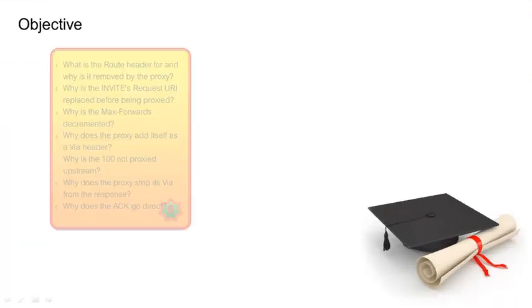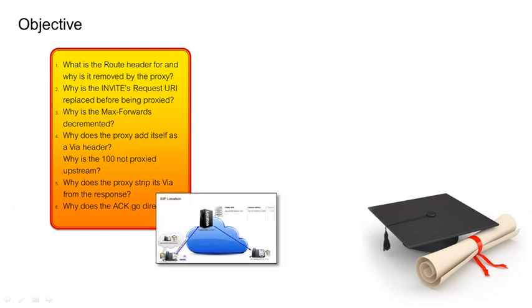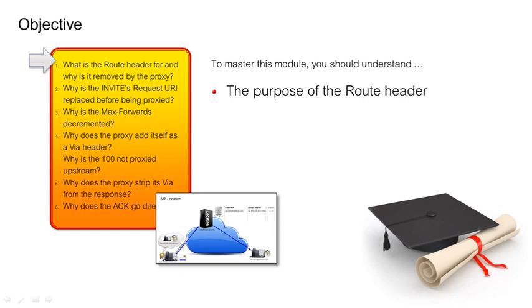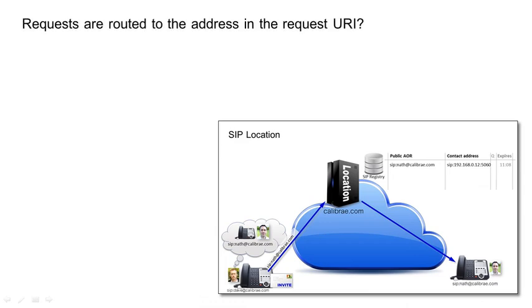Having asked some interesting questions about proxy behavior, in this module we'll look at the purpose of the route header and why it's removed by the proxy. Now, so far we've learned that requests are routed to the address in the request URI, right?